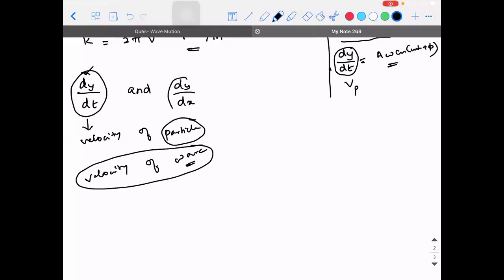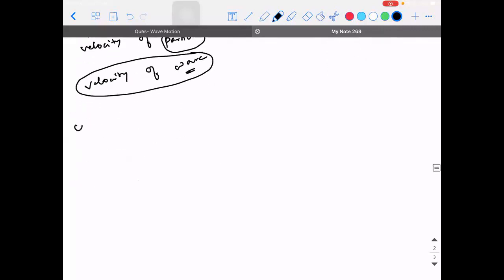Next, if I do dy by dx, what am I going to get? This point I've stressed many times. If you differentiate something with respect to time, we call it rate. If you differentiate something with respect to distance, we call it gradient. Gradient is also called slope. Am I clear? Now listen to this carefully. If I have the equation y of x comma t is equal to A sine of... whatever concept I'm going to teach is the way you need to solve the problem also.